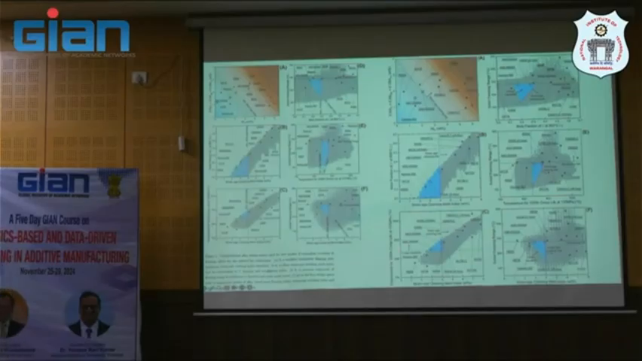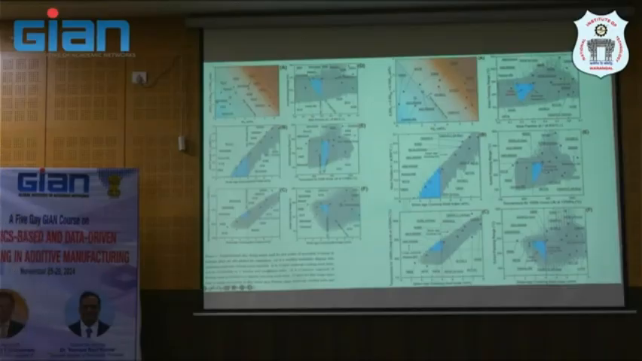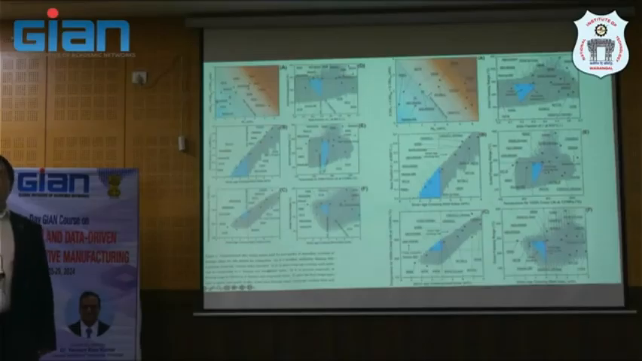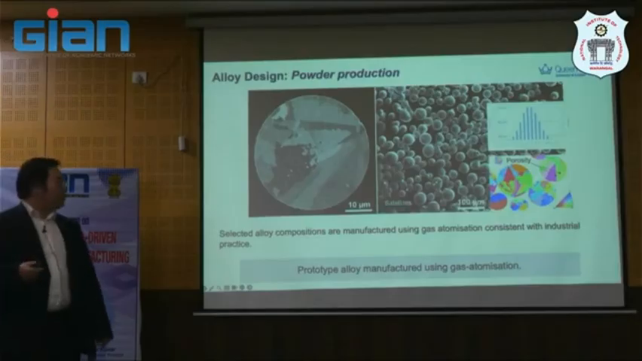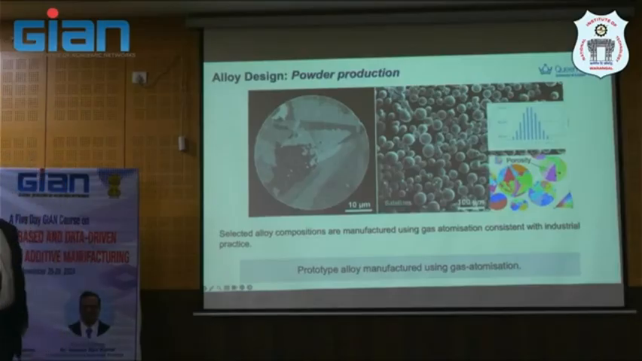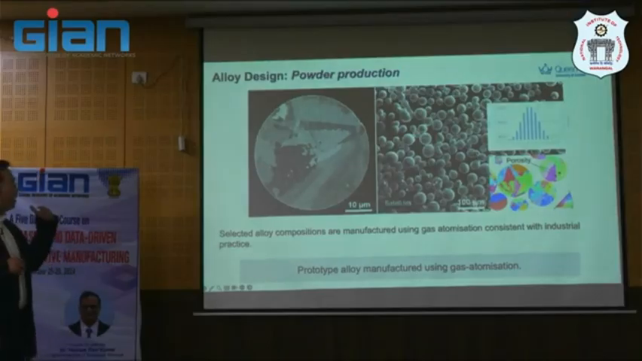So this is how the alloy design framework has been created. And all of these results, you can find in the literature. And next is about once we get that composition, what we can do and how we do it. We need to prototype this alloy, manufactured using atomization. So this is basically the alloy composition manufactured using gas atomization. We use the industrial practice of atomization to produce the new composition that we found.